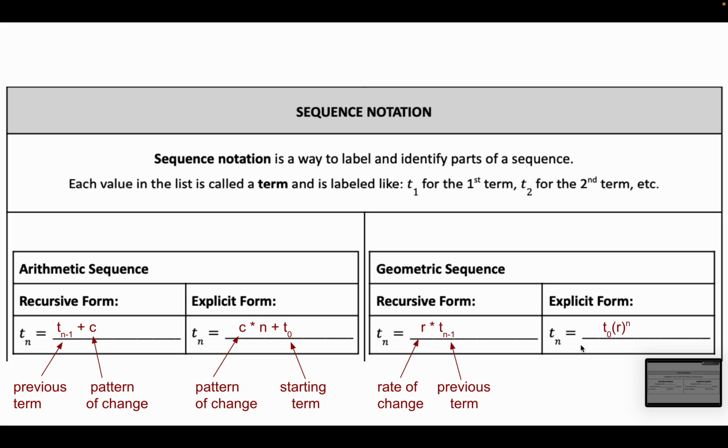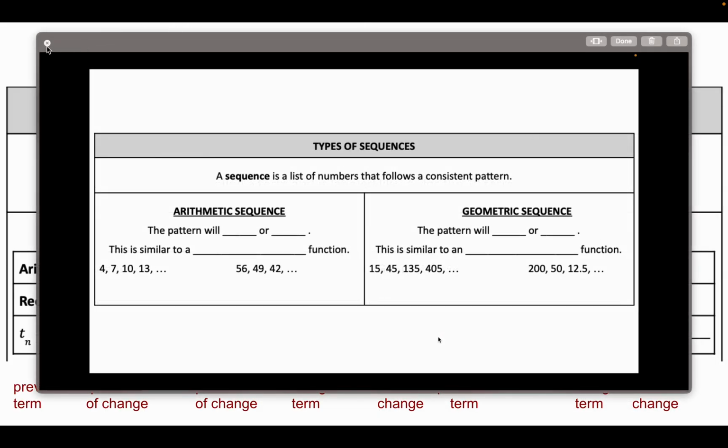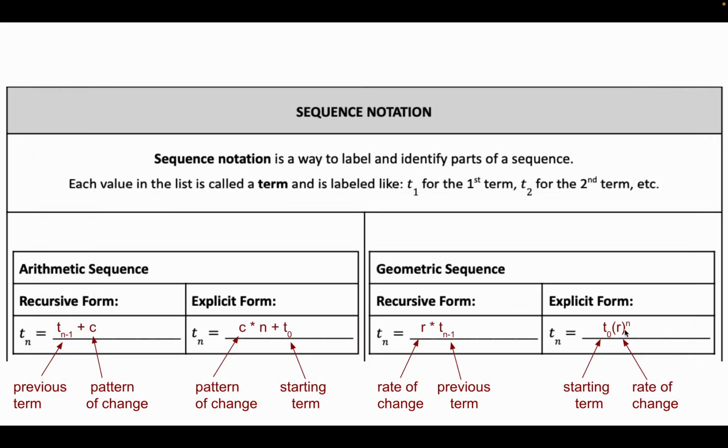Again, we have that t0, and that represents our starting term. R still represents the rate of change. I hope you can see that. Looks like that's blocking it here. Let me close that. There we go. R represents the rate of change. And then n represents which term you're on. So if you want to find out the 23rd term of the sequence, we'll plug in 23 for n.